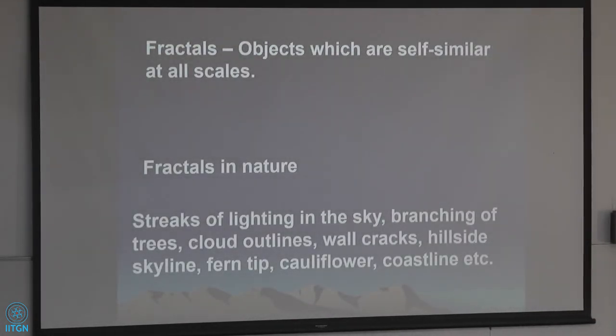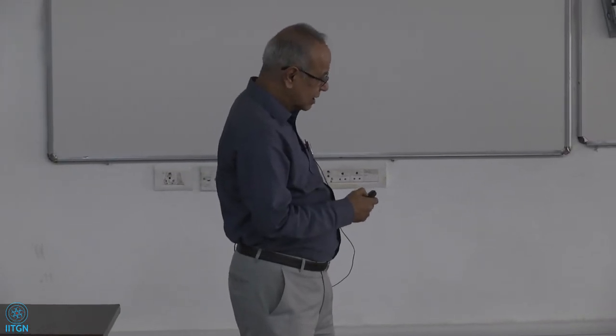Now, let us go into these fractals, which are objects which are self-similar at all scales. These are mathematical fractals. And fractals in nature, we see lots of places: streaks of lightning in the sky, branching of trees, cloud outlines, wall cracks, hillside skyline, fern tip, cauliflower. This is the best example of a fractal. If you look at a small piece of cauliflower under a microscope, you think you are looking at the whole cauliflower. Every flower looks similar at every scale, and similarly the coastline.